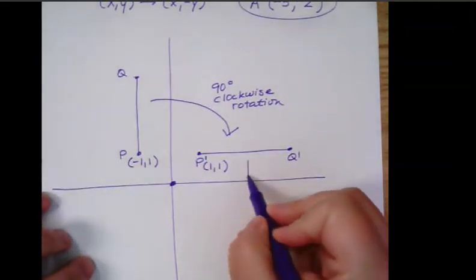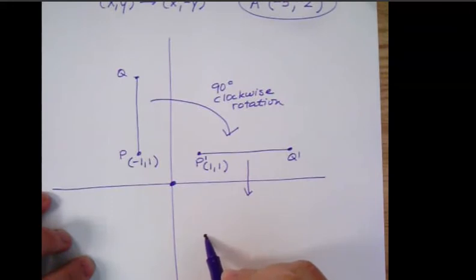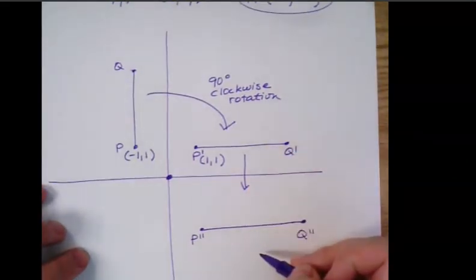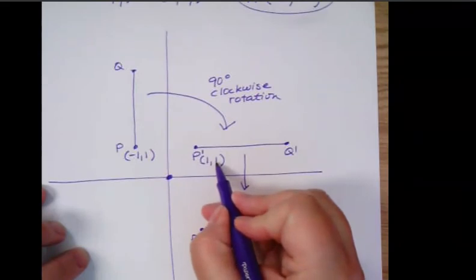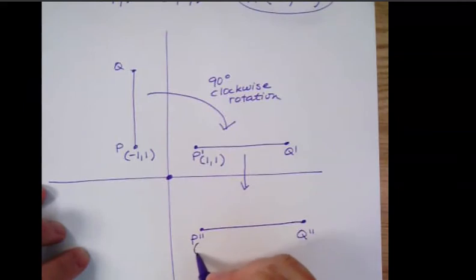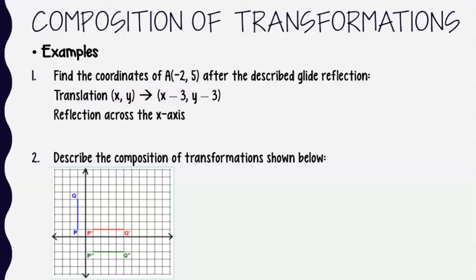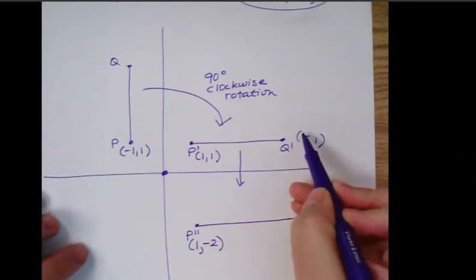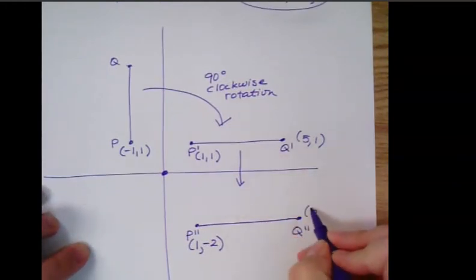Now the next step is it looks like the whole thing moves down 3 units. Okay, so P double prime is here, Q double prime is here. The whole thing has moved down 3 units. So down 3 means the y values are subtracting 3 or going down by 3. So this is at 1, -2. And I had to come back here and look, and since the Q was originally at 5, 1, it's going to be at 5, -2.